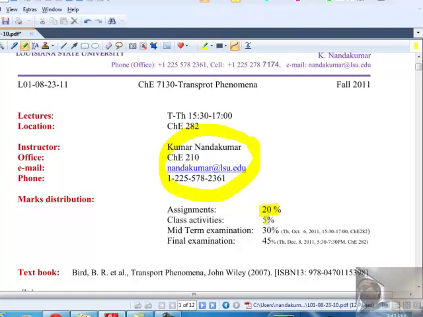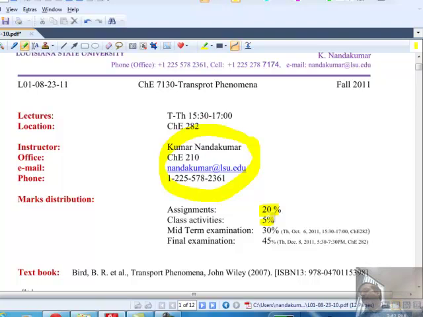And the class activities, that is your participation in the class, and there will be something called think, pair, share activities that we will do. Participation in those, and attendance, for example, even though I don't take attendance, all these things will count towards about 5%.